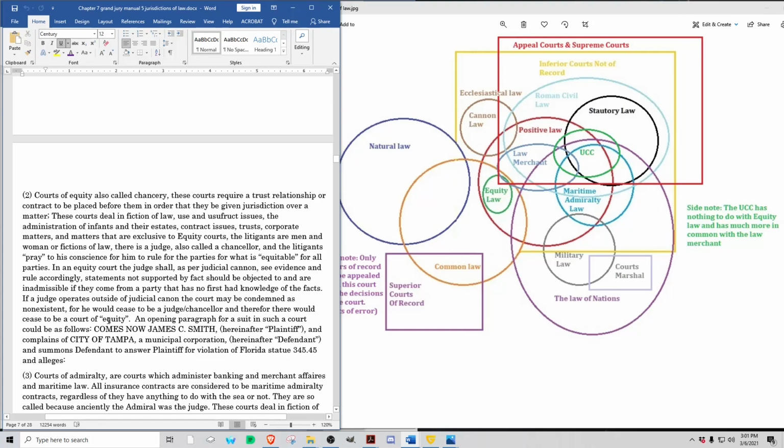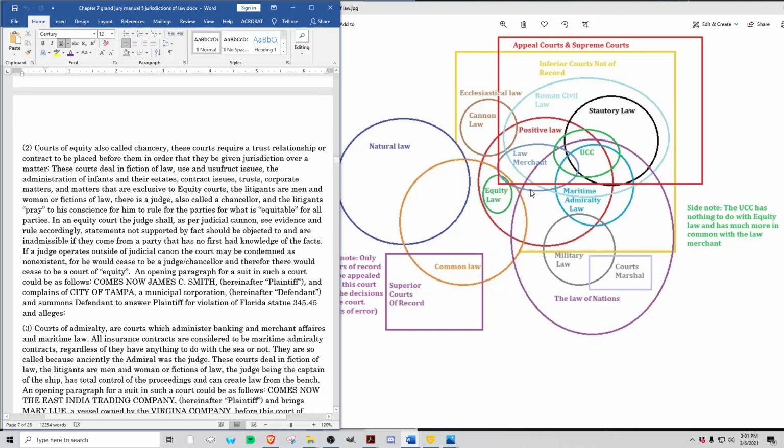Second, courts of equity, also called chancery, which we talked about. These courts require a trust relationship or contract to be placed before them in order that they be given jurisdiction over a matter. You don't have any capacity of equity if there's no trust relationship. Now, a contract can be a trust relationship, or a form of one. When you do a harm, you can put it into tort directly under common law. You don't have to go through equity or chancery.